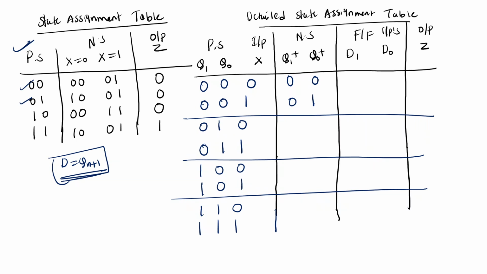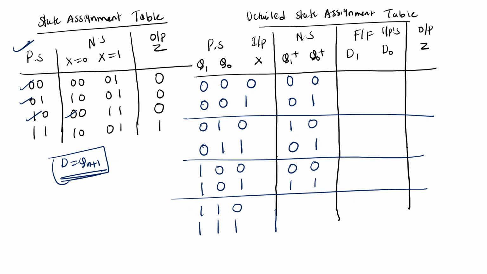Present state is 0, 1, x equal to 0. What is the next state? 1, 0. Okay. And present state is 0, 1, x equal to 1. What is the next state? 0, 1. Present state is 1, 0 and x equal to 0. What is the next state? 0, 0. Okay.